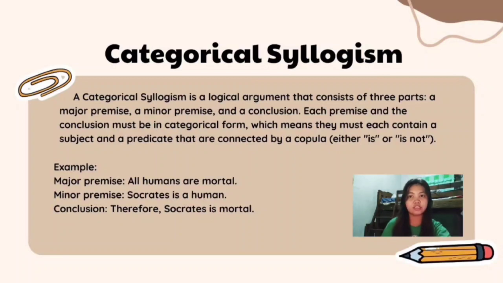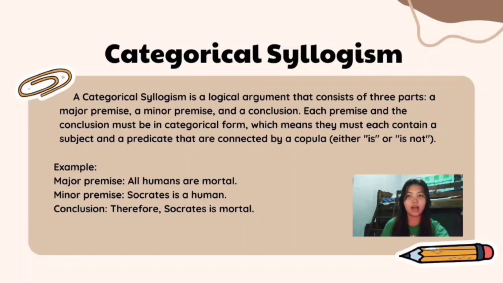The major premise is a general statement that establishes a relationship between two categories, and the minor premise is a specific statement that relates one of the categories from the major premise to the third category. And lastly, the conclusion is a statement that follows logically from two premises. So, for example, the major premise is all humans are mortal, and the minor premise is Socrates is a human. The conclusion, therefore, Socrates is a mortal.